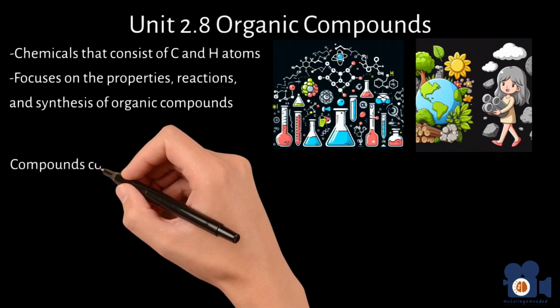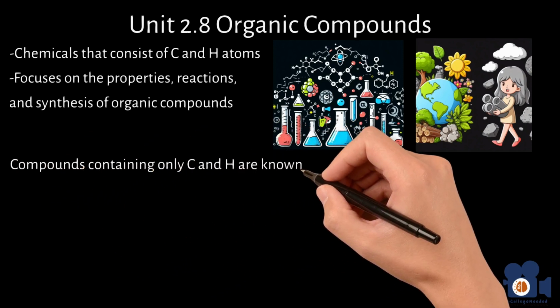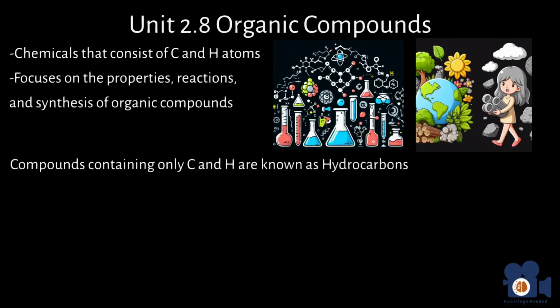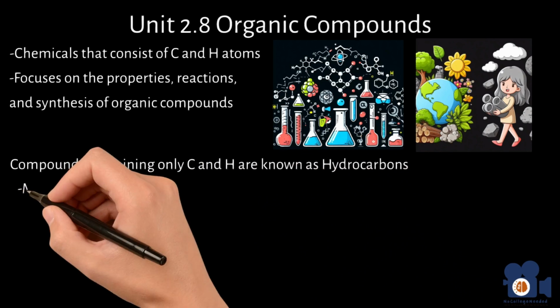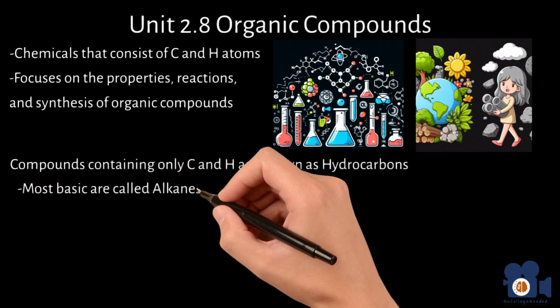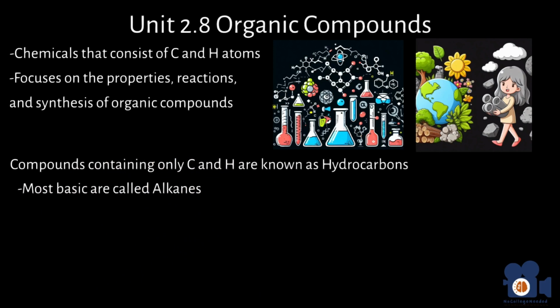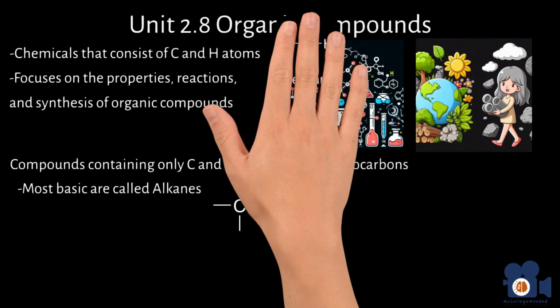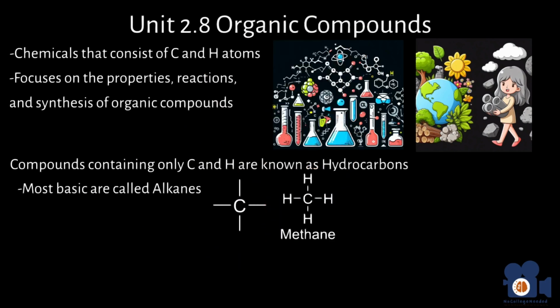The simplest compounds containing only carbon and hydrogen are known as hydrocarbons. Among hydrocarbons, the most basic ones are called alkanes. In alkanes, each carbon atom is bonded to 4 other atoms, typically hydrogen. For example, methane consists of 1 carbon atom bonded to 4 hydrogen atoms.